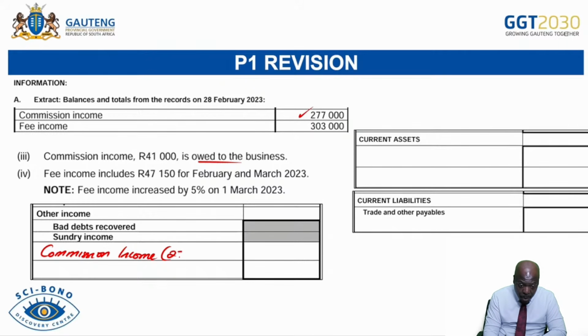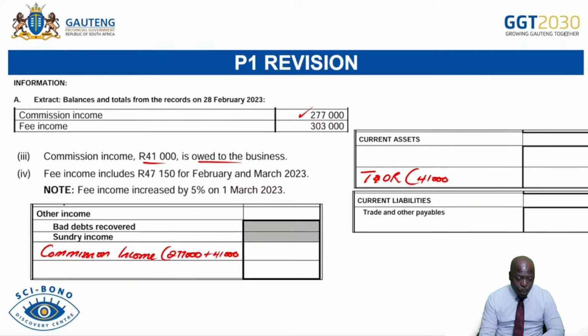277,000. I have my 277,000 here. And then I say there's commission income of 41,000, which is odd. So I'm going to come and add my 41,000 over there. Okay, and then I know once this is accrued income, it should go to your trade and other receivables. So I'll come to my current assets under my trade and other receivables. I should have my 41,000. Okay, so this is how I would have done it.